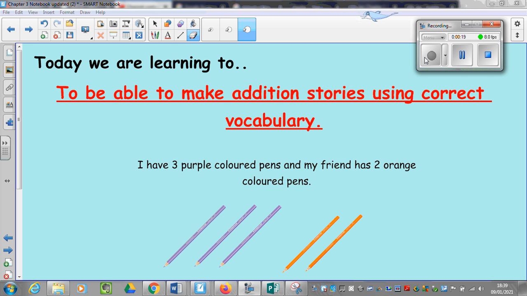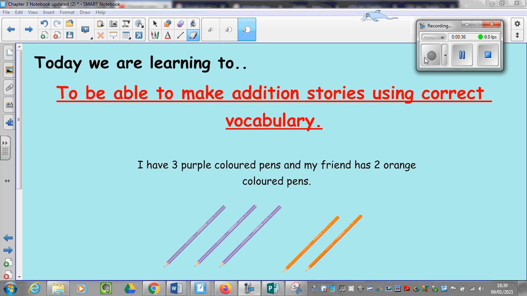Okay, so what we are looking at today is we want to be able to make addition stories using the correct vocabulary by the end of this lesson. So grown-ups, it's all about oracy for this. Can they say the words and do they understand how addition can be taken from stories?